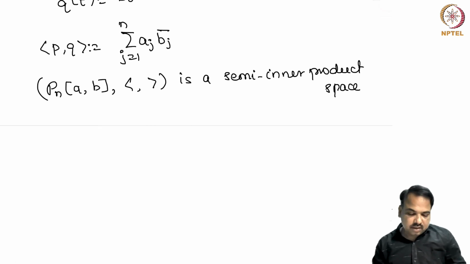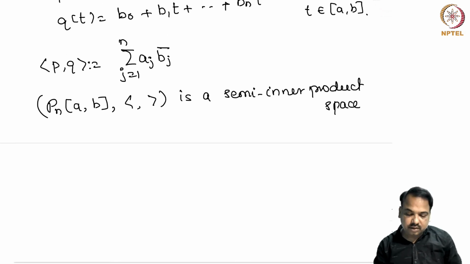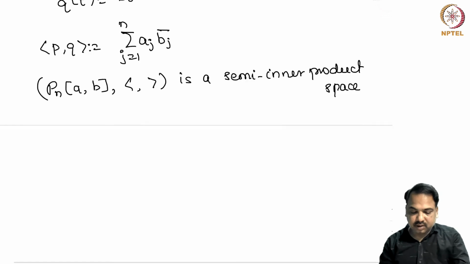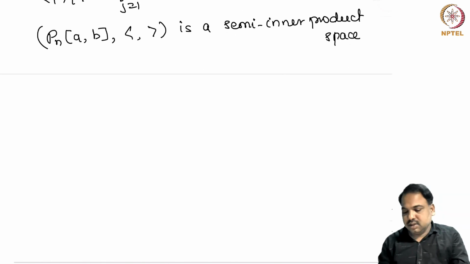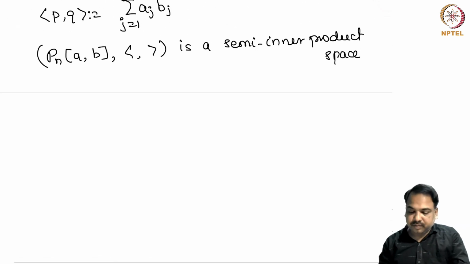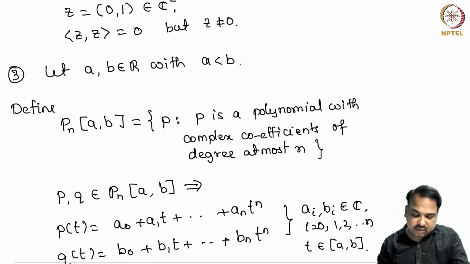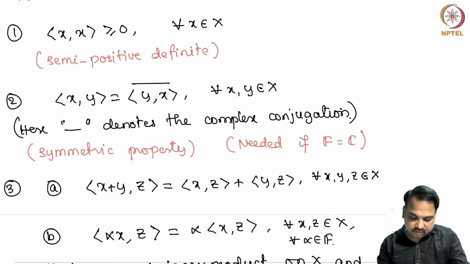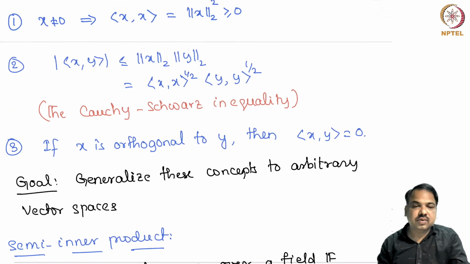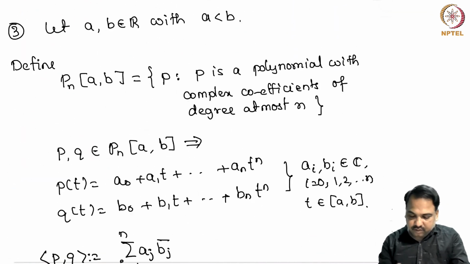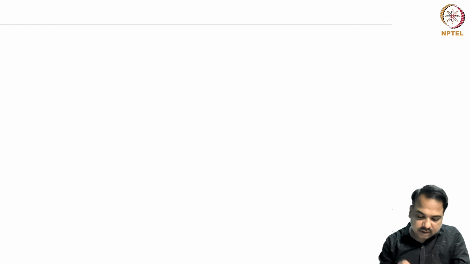Here also, if you take p(t) equal to q(t) equal to the constant function 1, then the semi-inner product will be 0, but the function is non-zero. So these are three examples of semi-inner product spaces. Let us discuss one important inequality that we have already discussed in the beginning, that is the Cauchy-Schwarz inequality for semi-inner product spaces. So let me write this as a theorem.